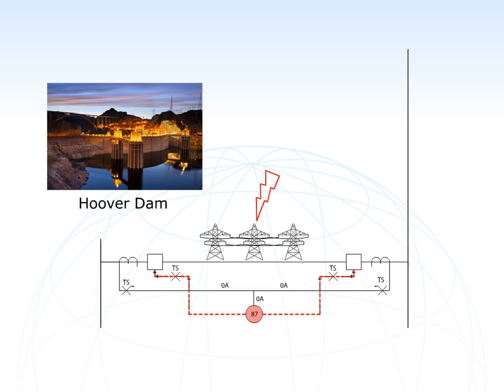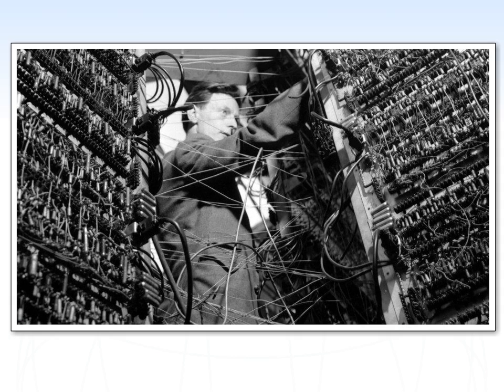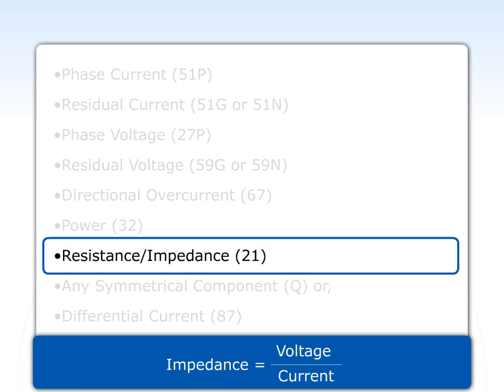This looks like a great solution. Too bad this is the 1930s, and the technology necessary to transmit three-phase analog signals across large distances in real time doesn't exist. That leaves you with impedance, which is a pretty good second-best solution.